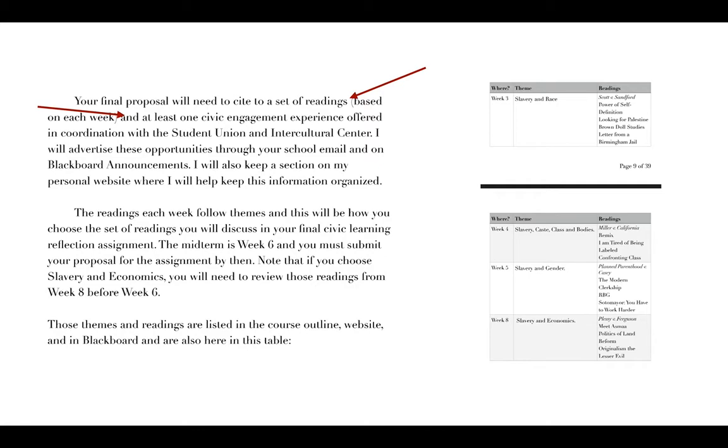So there are a bunch of opportunities for you to get engaged with your Kingsborough community. And I've been sending these out over Blackboard announcements. I have seen some of you at these activities. So everyone has to participate in at least one. Obviously, the more you do, the easier this assignment will be.